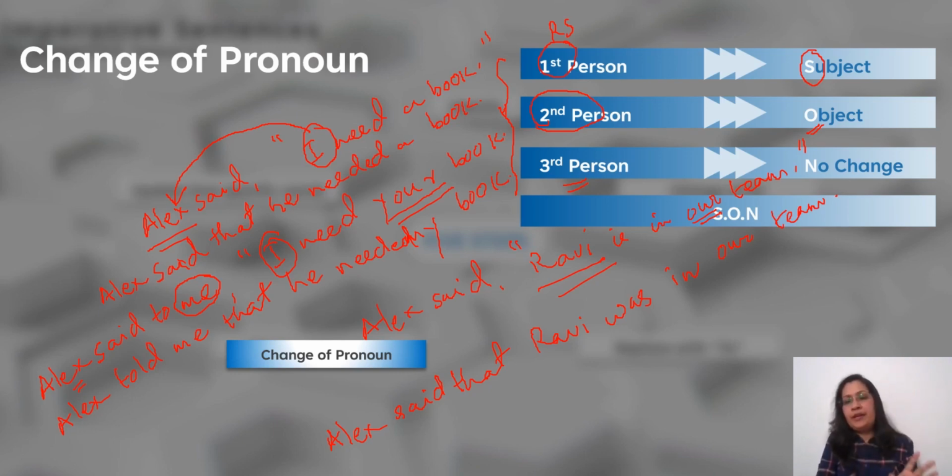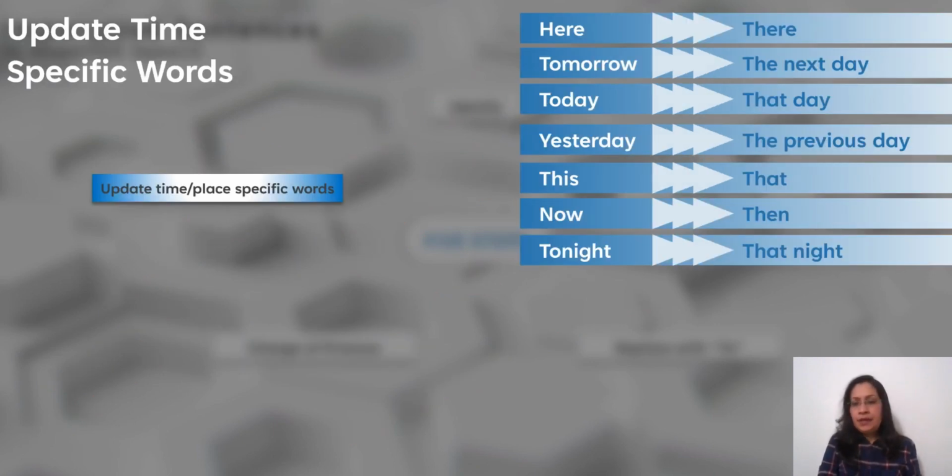This is what we have already studied in the previous sessions about the use of the SON formula to change the pronouns and the possessives in the reported speech, right? So do have a good practice as to how you're going to change the personal pronouns and the possessives. Let's move further. The next step is updating time-specific words or place-specific words. These are called adverbials.